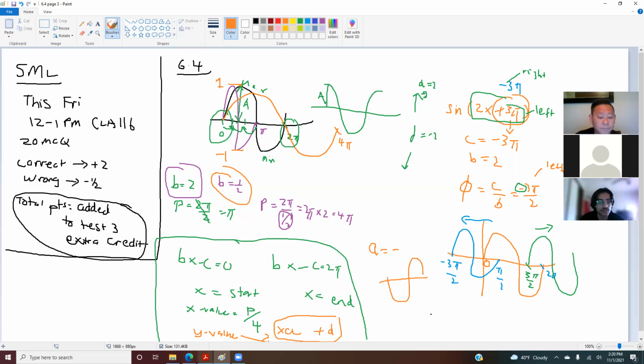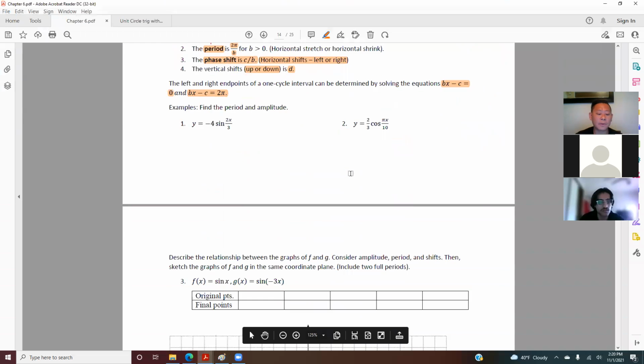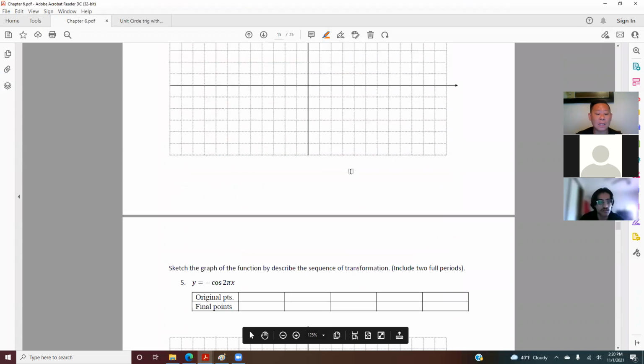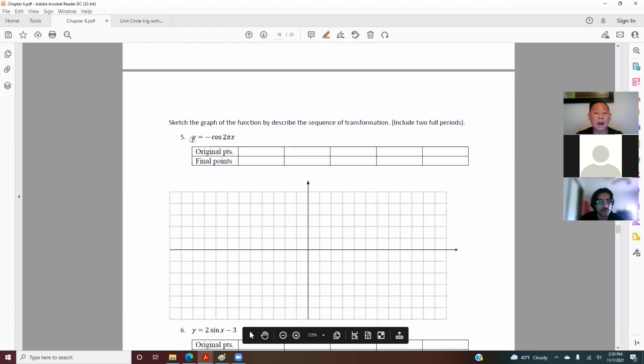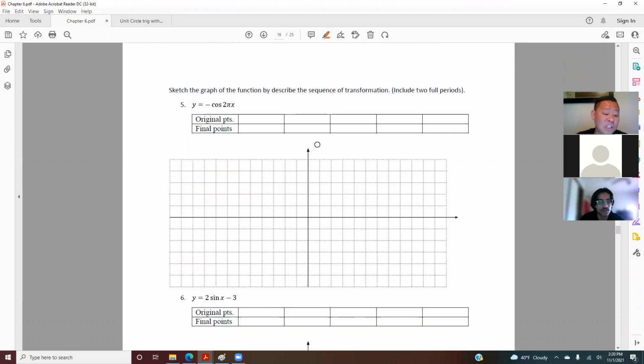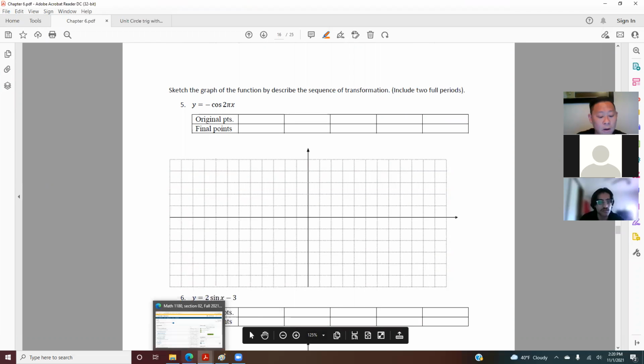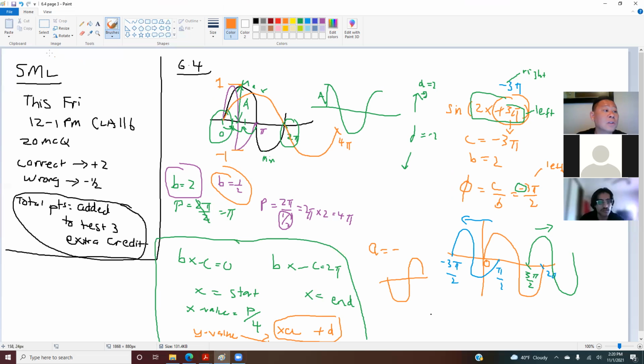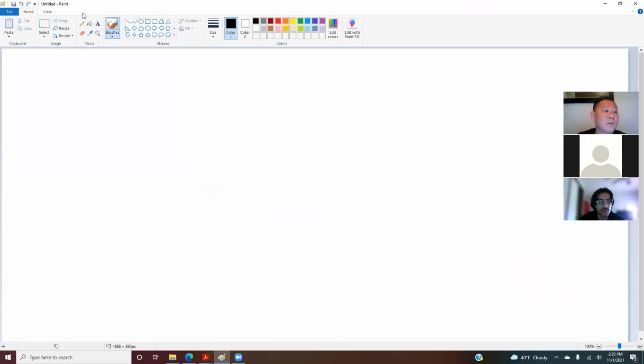So let's take a look at an example in this case. Let's do this one. We want to figure out what the graph of this is. You do not need to describe the sequence of transformations; you just need to graph this. This is the new way to do it, or the way your textbook is showing you. So let me show you how to do it.